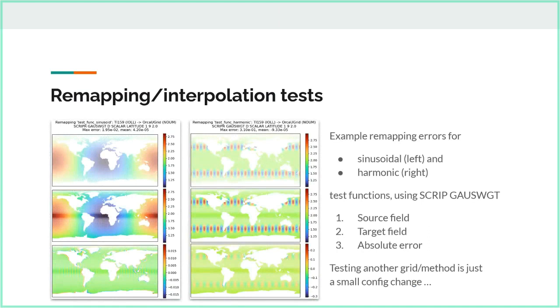So, basically what it does, it gives you numbers on the terminal for the errors, but it will also plot. And these are examples. And again, the thing is that you just change your namcouple information and use the exact grids and methods that you want to use in the model. It's not a separate test framework. It uses the actual namcouple information that you would use for the model. And you will get the results for the setup that you are really using.